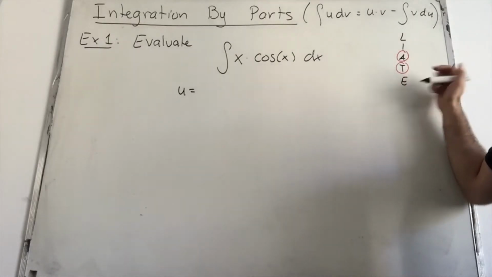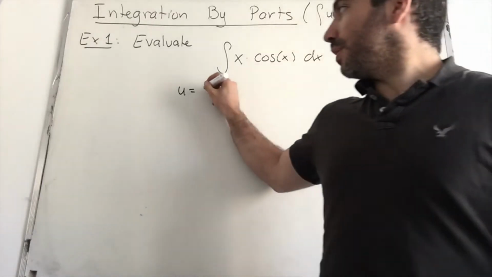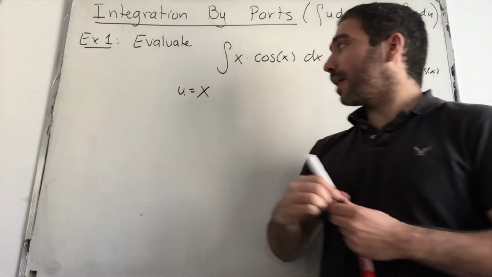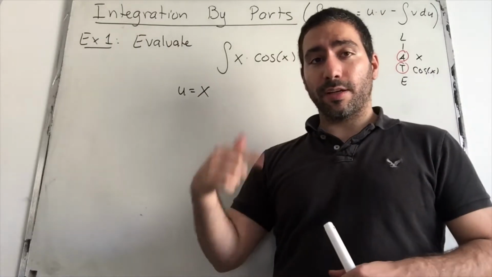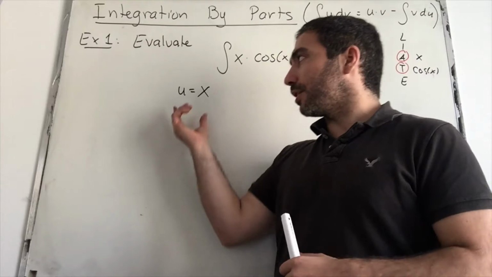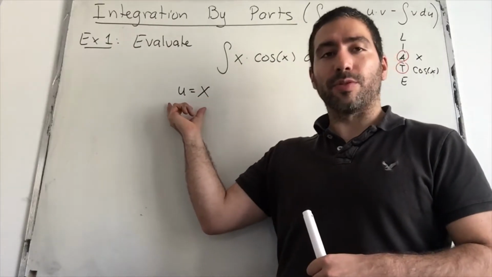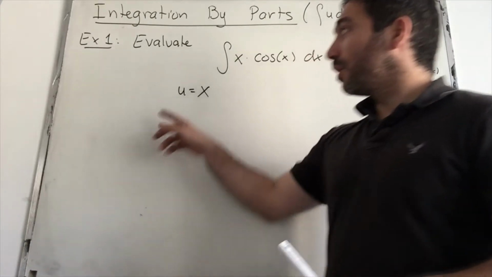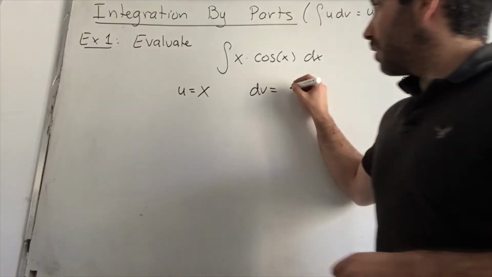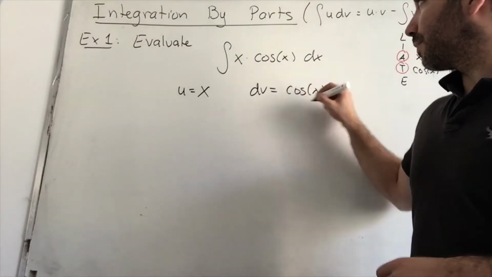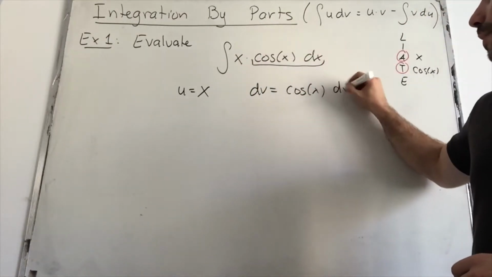Since A is above T, A is algebra, in this case x, T is cos, that means we're letting u equal x, okay? Notice that for u substitution, this was not allowed. We were not allowed to use the substitution u equals x because I told you it's not efficient, you're wasting time. But for integration by parts, you may have to use the substitution u equals x. So here it's fine. We're letting u equal x, and we're letting dv equal the other function, cos of x, along with the dx. We're including that.